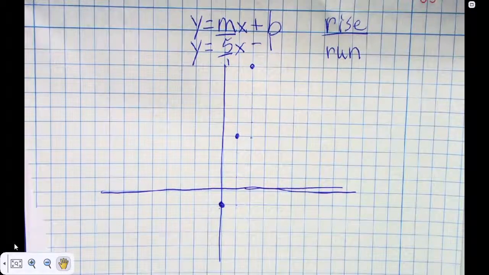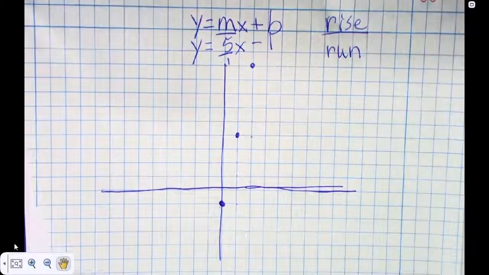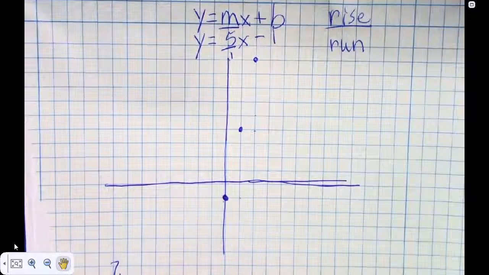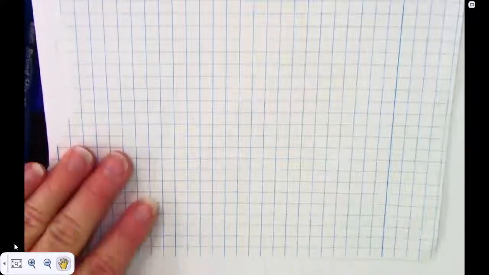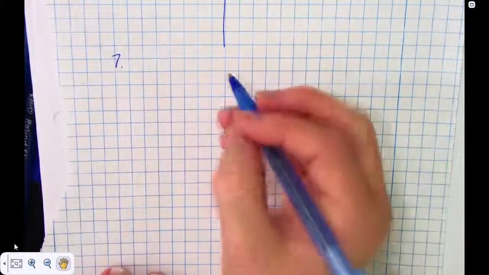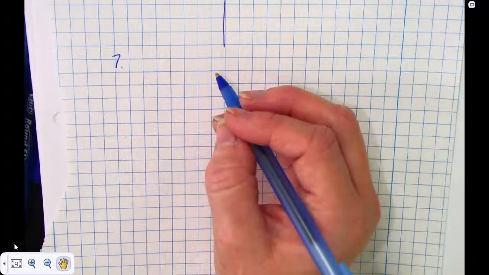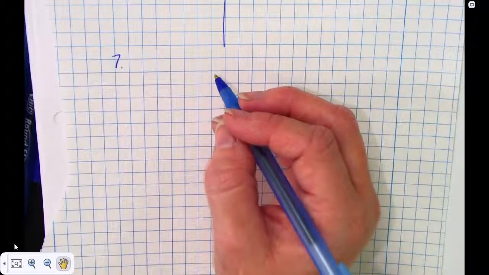Yes, we did. Okay, now look at number 7. Don't draw the line. I forgot to tell you, don't draw the line. Erase your board. Okay, number 7.